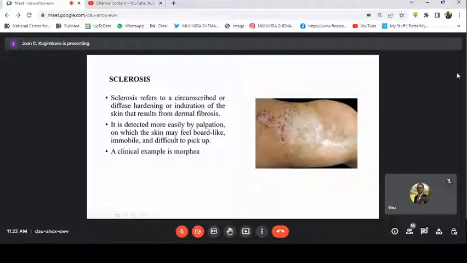Sclerosis is the hardness of the skin. For example, in scleroderma, like here, you have hard, wood-like skin. It's always seen in scleroderma or morphea. Then in dermatology, when you say sclerosis, it's hard as wood.